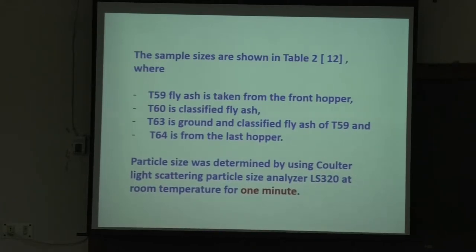The sample size are shown in table 2. So T59 fly ash is taken from the front hopper. T60 is classified fly ash. T63 is ground and classified fly ash of T59. And T64 is from the last hopper. So these, going back to that figure 1, which shows all these things.